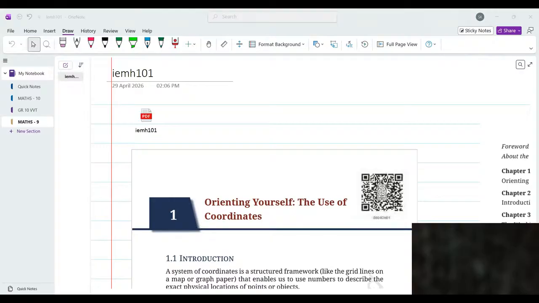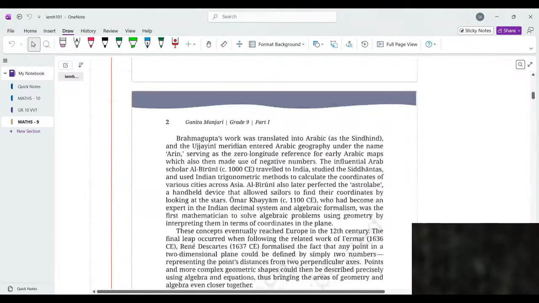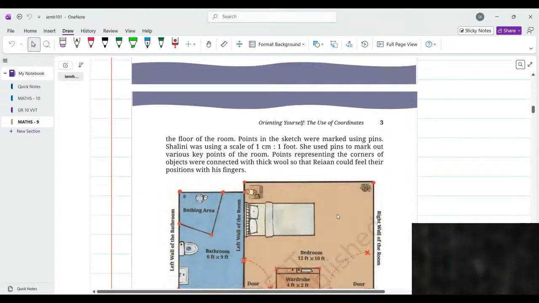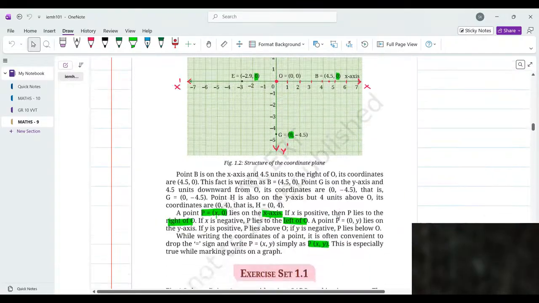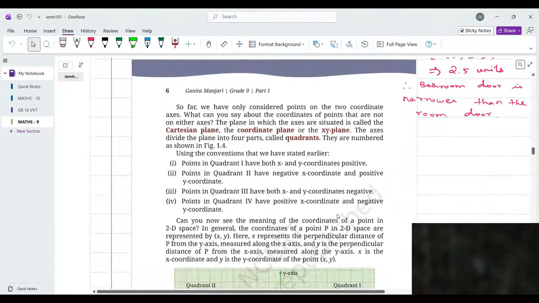Hello students, in this class we are going to learn about Class 9 CBSE mathematics, Orienting Yourself: The Use of Coordinates. In the last class we learned about the coordinate system, the first exercise. Now in this class we are going to learn about the second exercise: how the quadrants are marked, and what the different quadrants are.